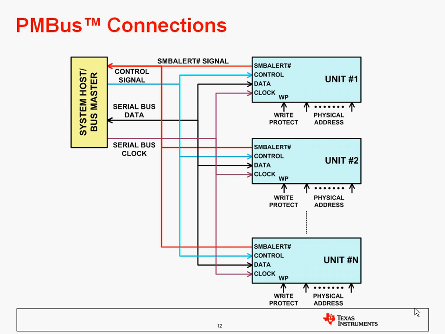And then the other line here is a control or an on-off line that is typically used. Each of these devices does need a physical address so that the host knows who it's talking to, and there is the capability of doing a write protect so that you can protect against any unwanted writes.